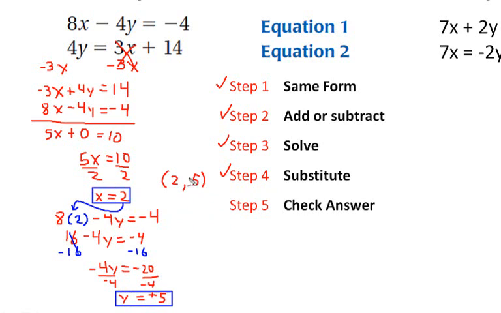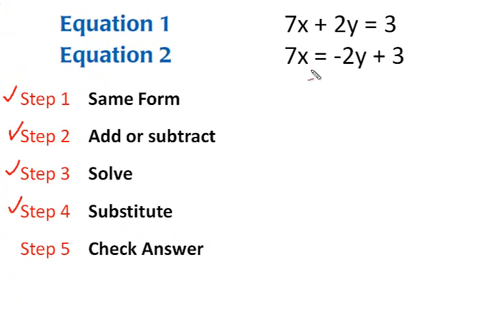And step 5 is to check this answer by plugging it back in. So we'd plug in 2 for x, 5 for y in both equations and make sure that they both check out, which we can do that, and they would. Okay, so let's try the other equation here. First, we want to put them in the same form.